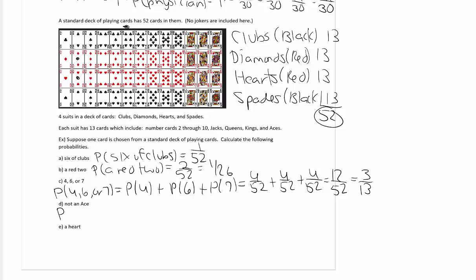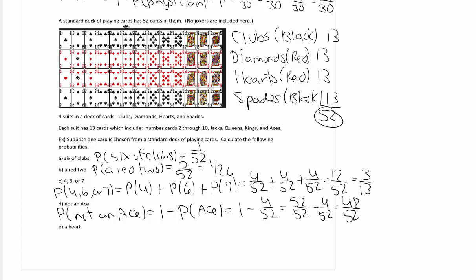The probability of not an ace, again, I'm going to use the complement. That's 1 minus the probability of selecting an ace. There's 4 aces. I can rewrite 1 as 52 over 52. Subtract, that's 48 out of 52. Divide the top and the bottom by 4. That's 12 over 13. And the probability of a heart, well, there are 13 hearts out of a total of 52. I can divide the top and the bottom by 13 and get 1/4.